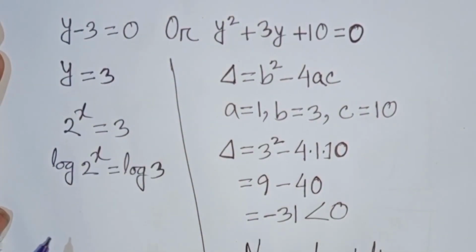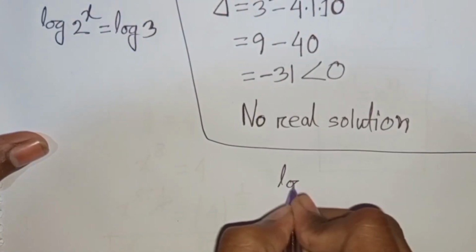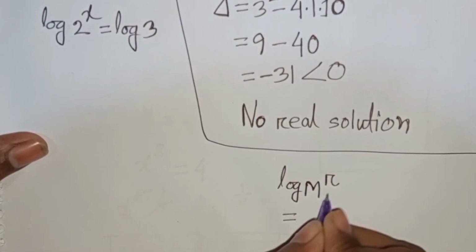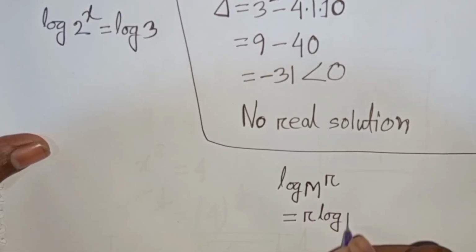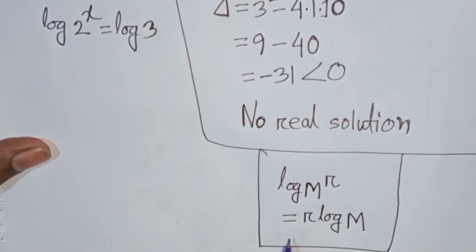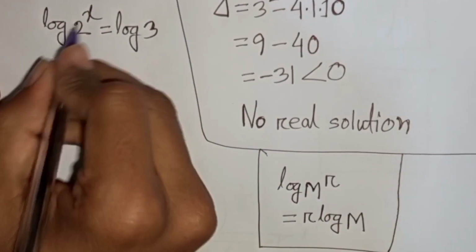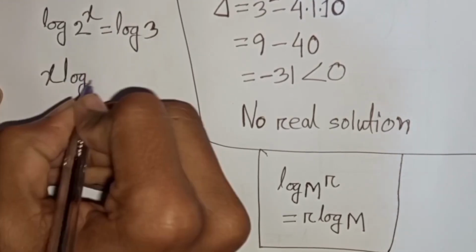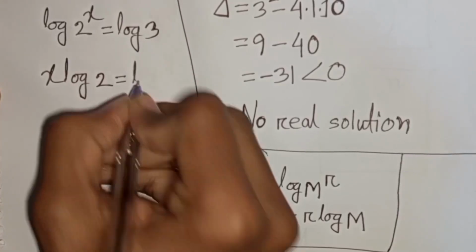Now here I can apply rule that log m power r is equal to r log m. That means this power move to the base. So according to this rule, you can compare here. This power x will move to the base. So you can write here x log 2 is equal to log 3.